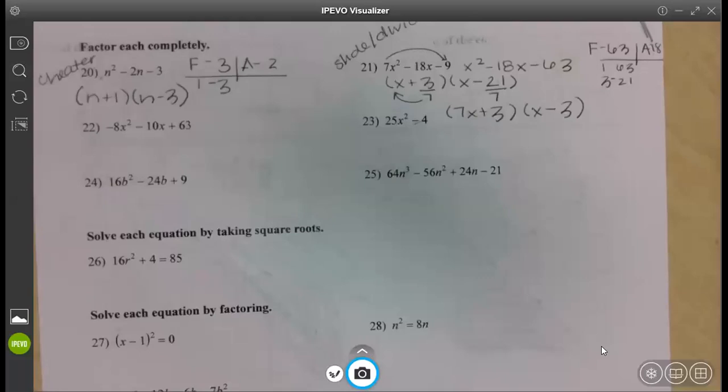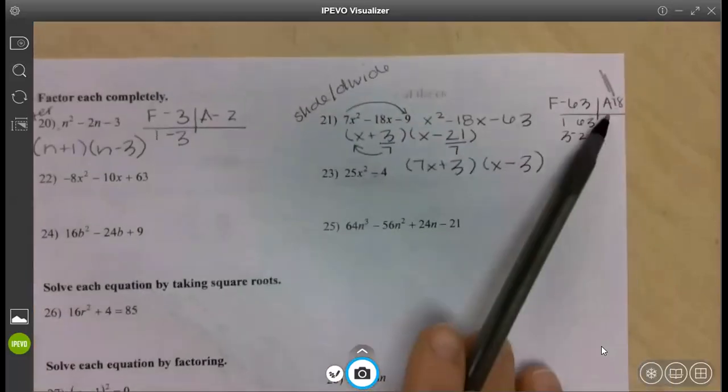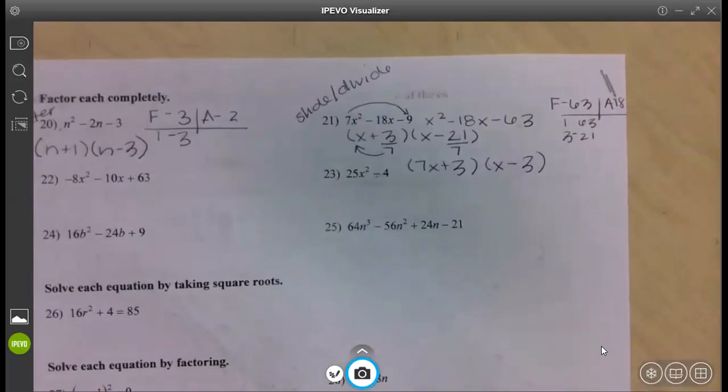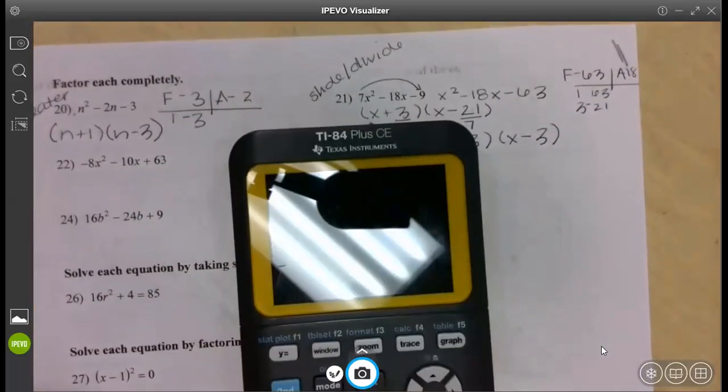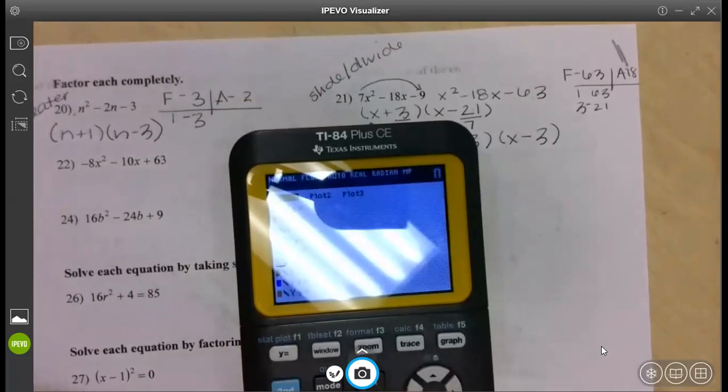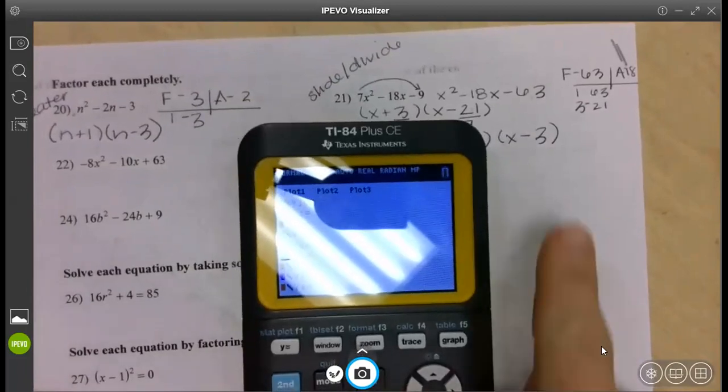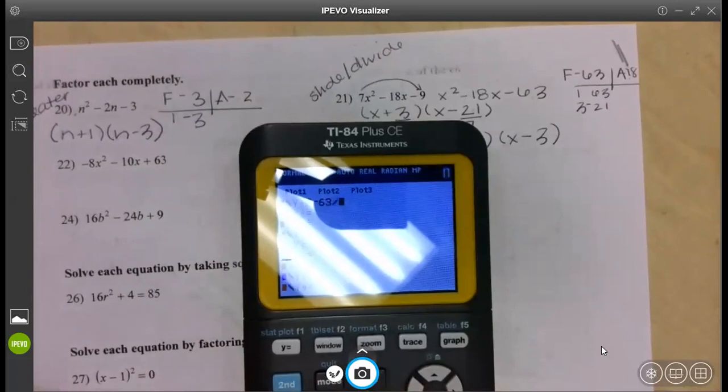So let's go back to right here. I'm going to show you how to do one on the calculator so we can remember how to do that. Let's do these factors so I can show you. I'm going to find my calculator. Remember to find your factors on the calculator. You go into y equals. You put in the number you're looking for, negative 63 divide x.